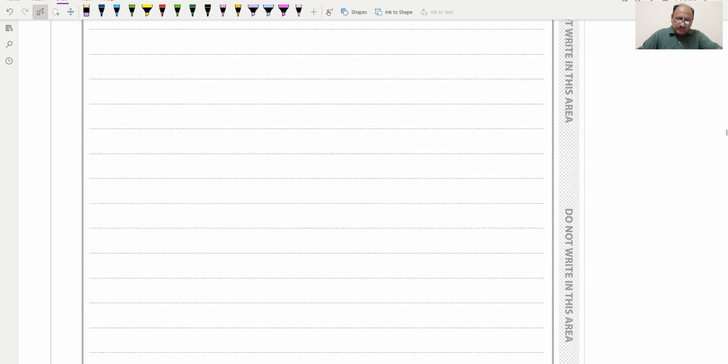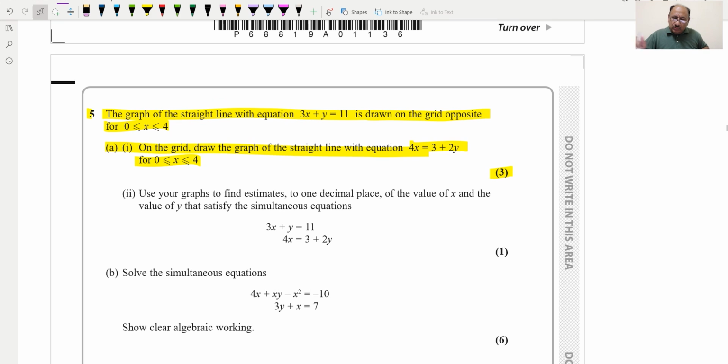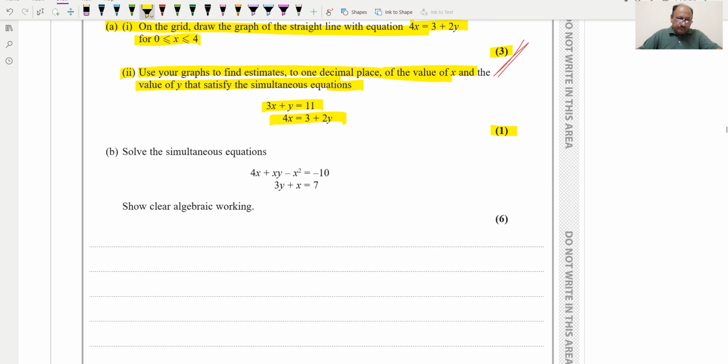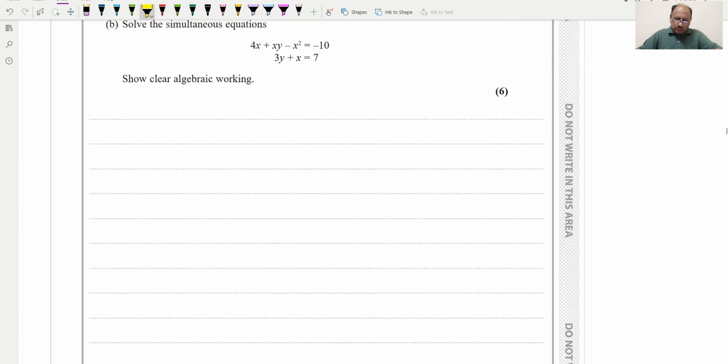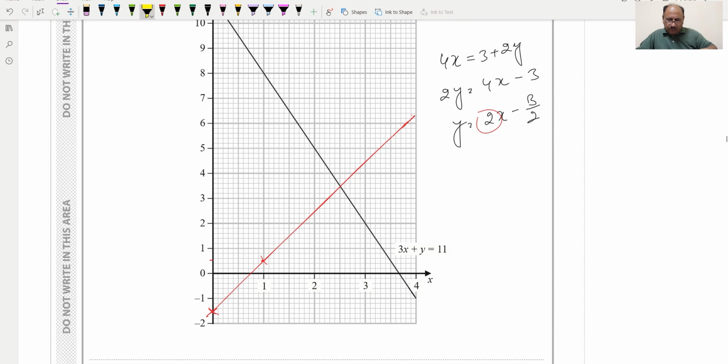And for first part A, we were supposed to draw the line, and this was for 3 marks, which we have done. Now for the second part, use your graph to find estimates to 1 decimal place of the value of x and the value of y that satisfies the simultaneous equations, this one and this one. So use your graph to find the estimated answer. So we can take the estimated answer from here.